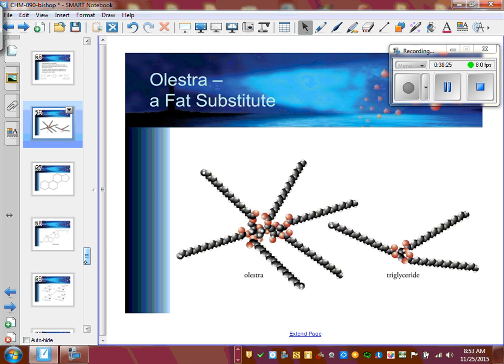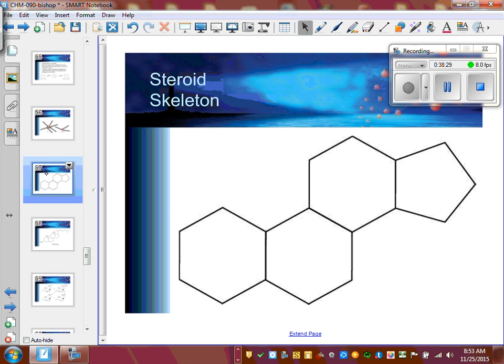Steroids. Steroids are also triglycerides. People don't think about that. This is the basic skeleton of a steroid. 3 6-membered rings and a 5-membered ring. There's a numbering scheme that goes 1, 2, 3, 4, 5, 6, 7, 8, 9, 10, 11, 12, 13, 14, 15, 16, 17. So that's what the basic steroid skeleton looks like.